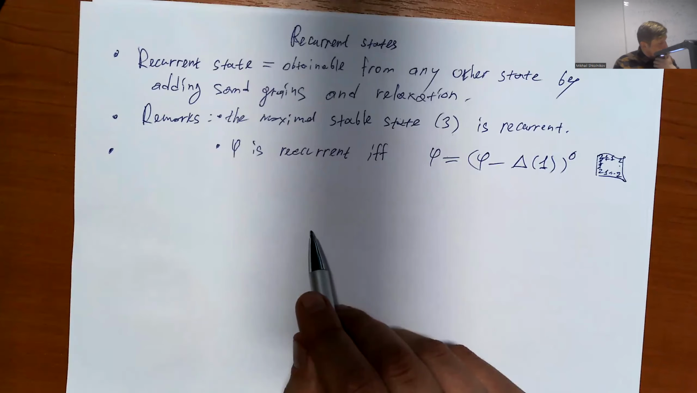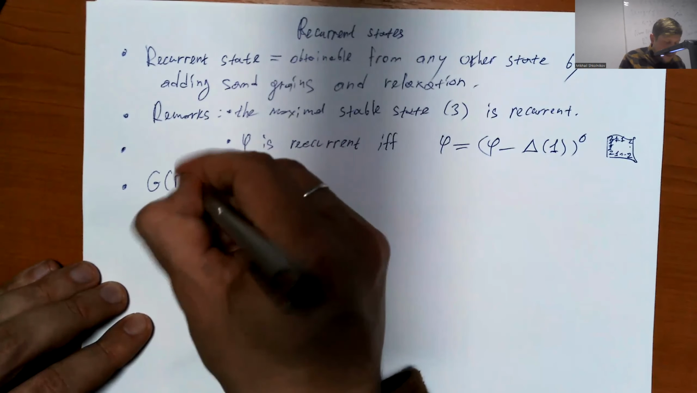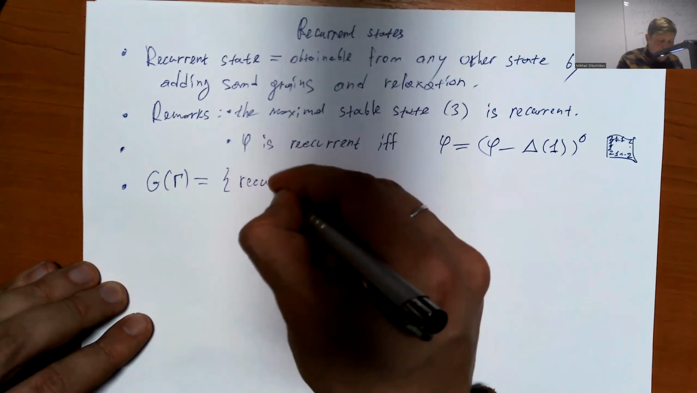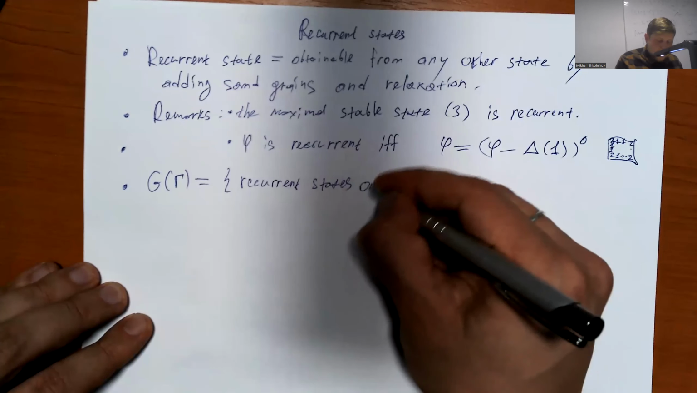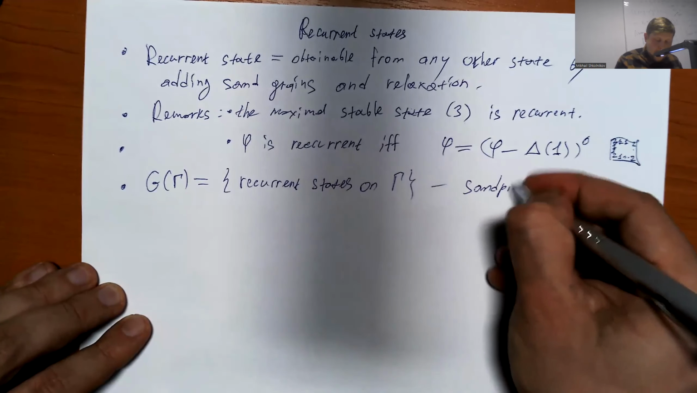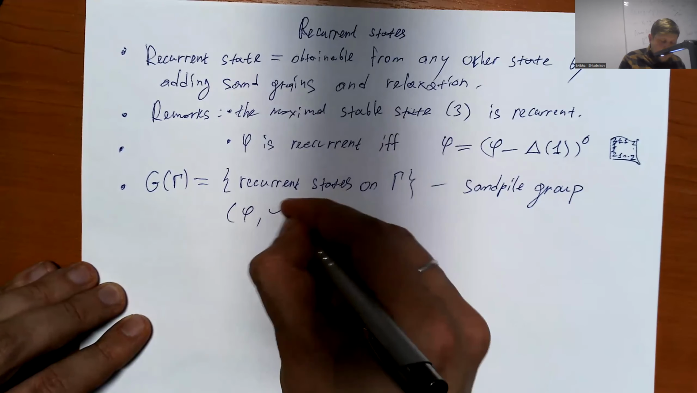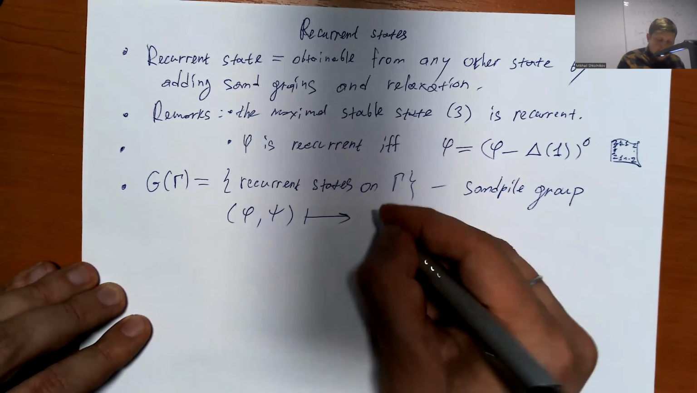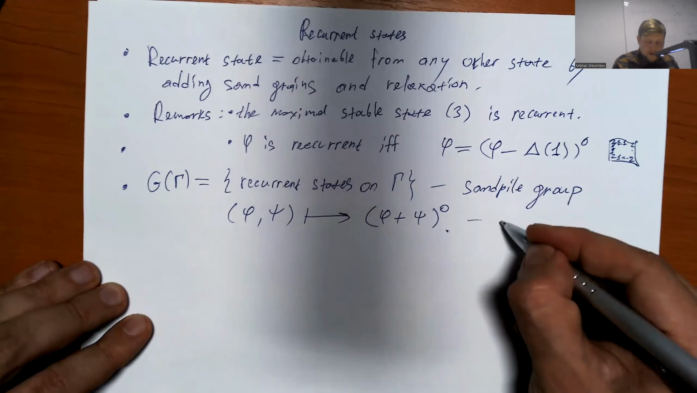Okay, then the Sandpile group, G of gamma, consists of all recurrent states. So this is the Sandpile group. And the operation is basically pointwise addition followed by relaxation. So this is the operation.